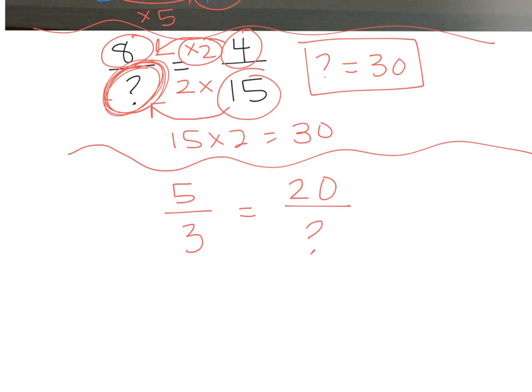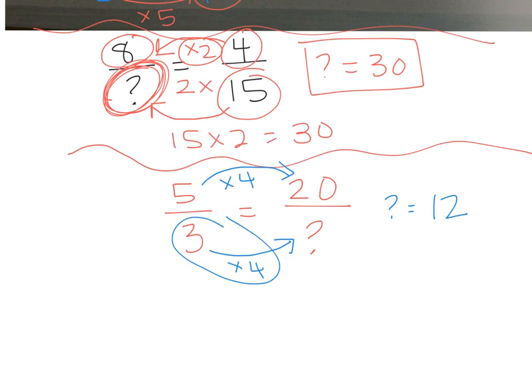What about one like this, where we have 5 over 3 equals 20 over our x, or our unknown? Again, if I have to go from this to this, then I have to think in this direction. If I multiply by 4 up here, I have to multiply by 4 down here, and therefore my question mark equals 12, because 3 times 4 equals 12.